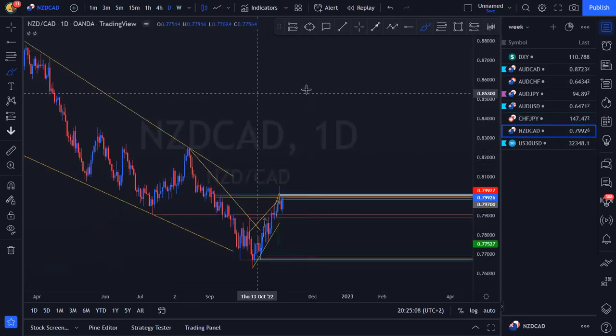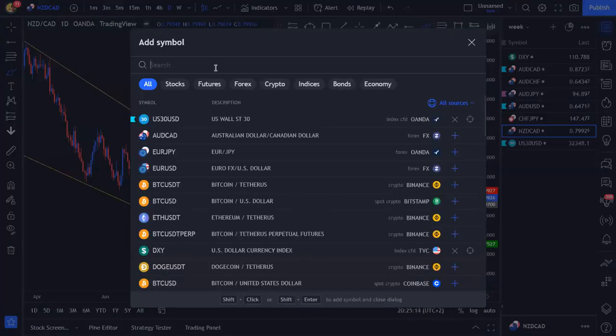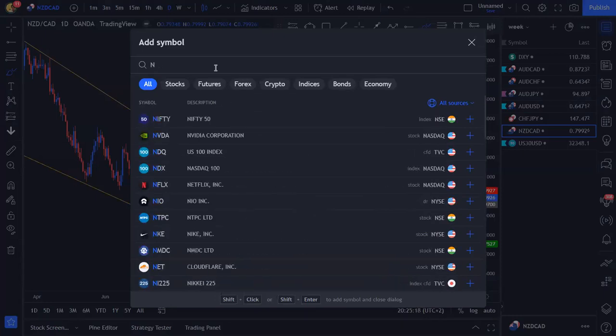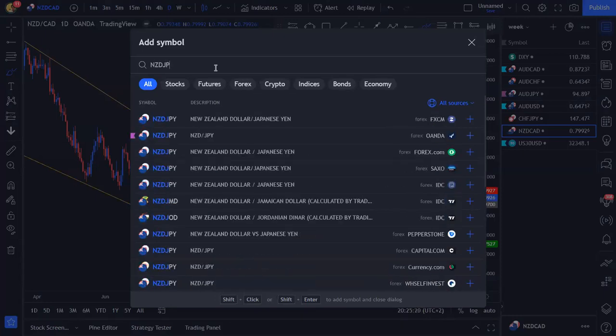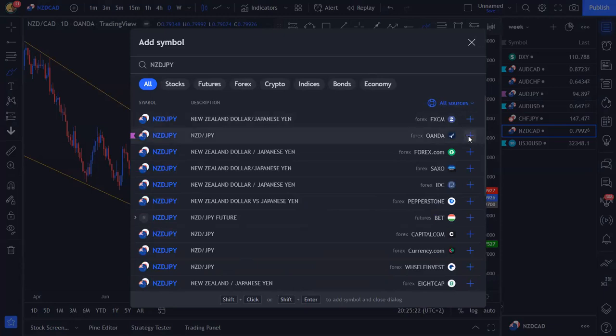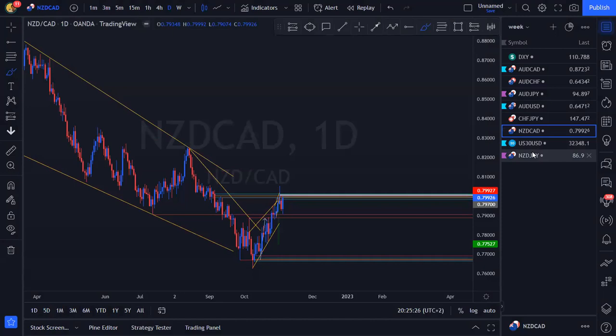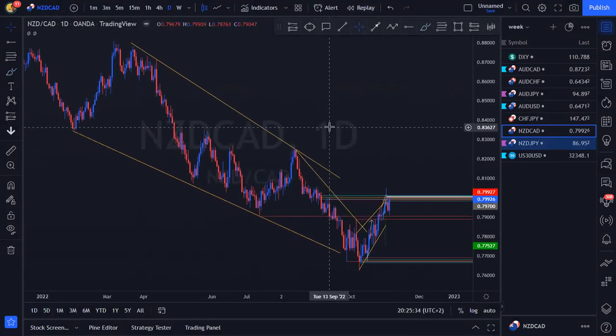So New Zealand dollar CAD. One pair is missing, guys. What happened to New Zealand dollar yen? Can I just add my pair? I'm wondering what is going on here. My watch list is looking a little bit empty. I wonder who was playing with my phone and deleted my New Zealand dollar yen. But anyway, New Zealand dollar CAD.